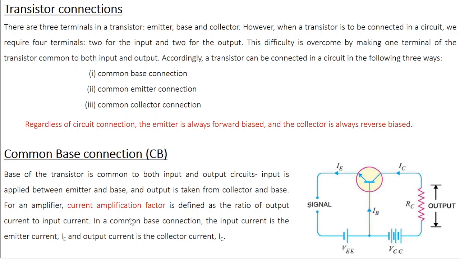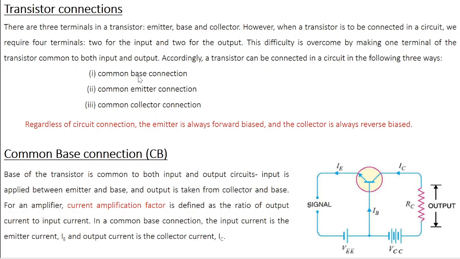As we know, a transistor has three terminals: emitter, base and collector. However, if you were to connect a transistor in any circuit, we require four terminals, right? Two for the input and two for the output. So how do you overcome this difficulty? You need to make one of the terminals common between the input and output. So accordingly, a transistor can be connected in a circuit in three ways.